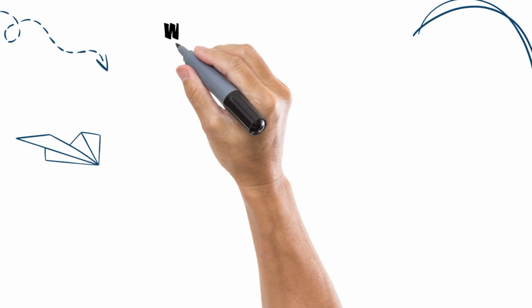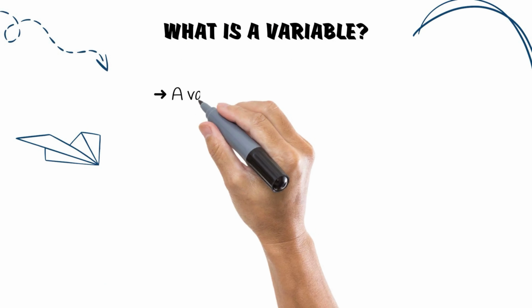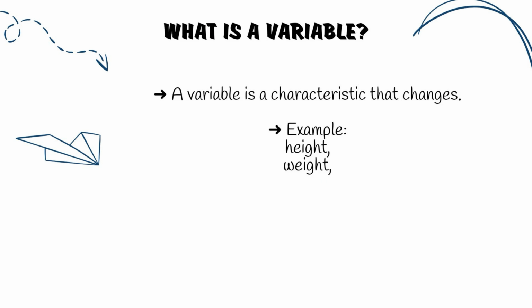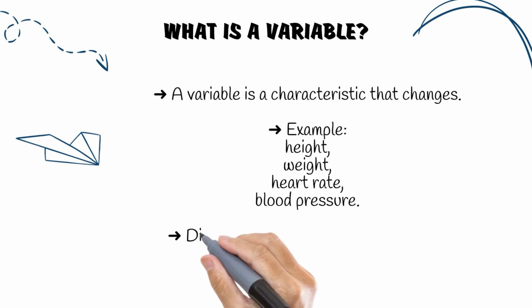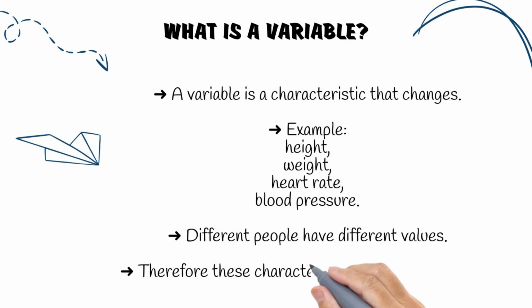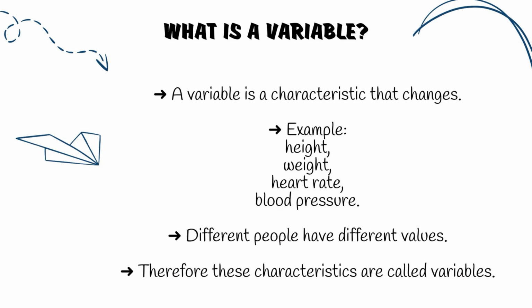What is a variable? A variable is a characteristic that changes. Example: height, weight, heart rate, blood pressure. Different people have different values. Therefore, these characteristics are called variables.